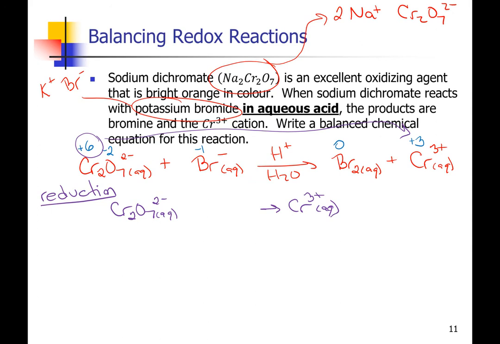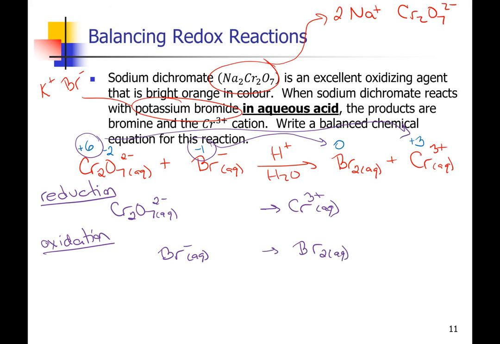And the other element which changes oxidation state is bromine. We can see that the bromide ion has lost electrons, become less negative, going from having an oxidation state of -1 to an oxidation state of 0. So my other half reaction is going to be my oxidation half reaction, in which the bromide ion goes to molecular bromine.